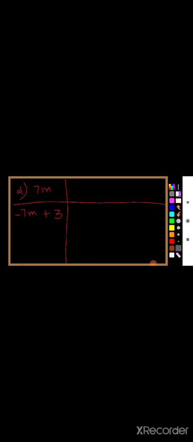So again here now students we are going to discuss D part. C part will be your homework. You can do it by yourself. Okay. So D part, first expression is 7m. Again operation used is multiplication. And how is this expression formed? It is 7 multiplied by m.